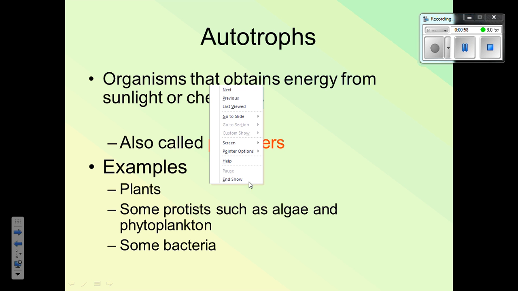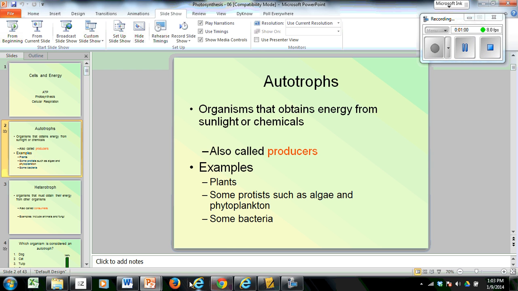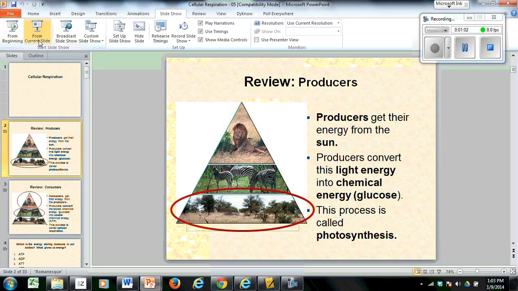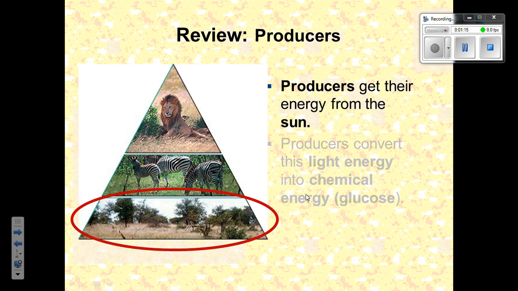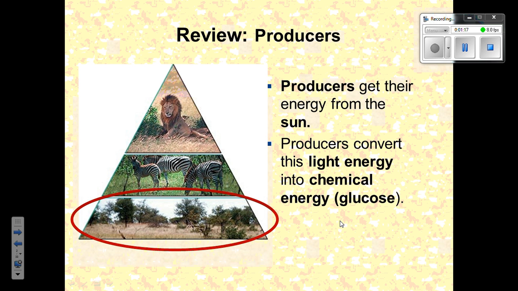These are the producers. Here's a good picture of what the producers are. They get their energy from the sun. They're the bottom of the food chain. These are right there, the bottom, the plants, the ones that will convert sun energy into chemical energy known as glucose. And what we're talking about here is strictly an energy transfer. We're not making energy, we're just transferring energy. All energy on this planet comes from the sun.